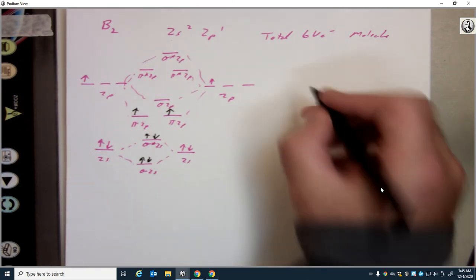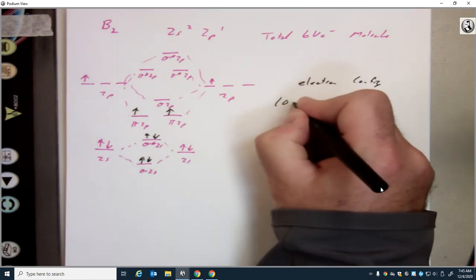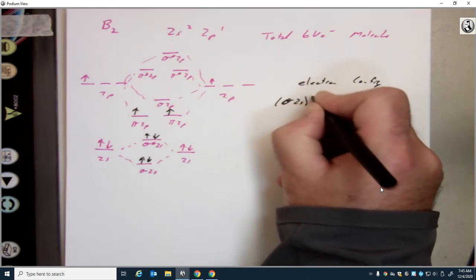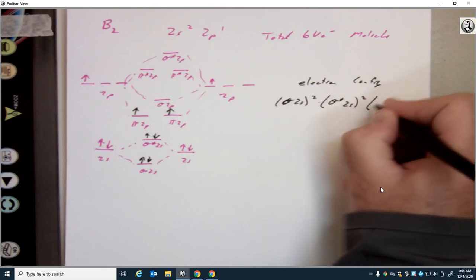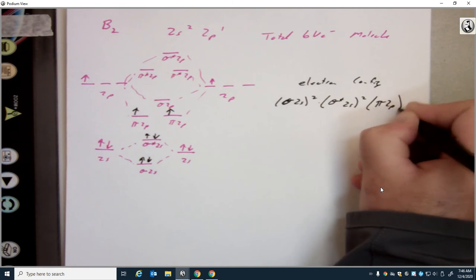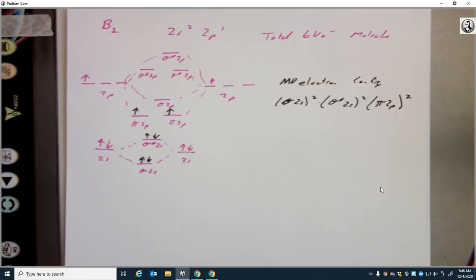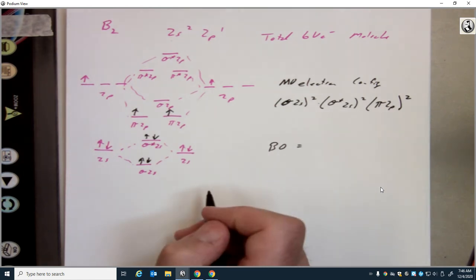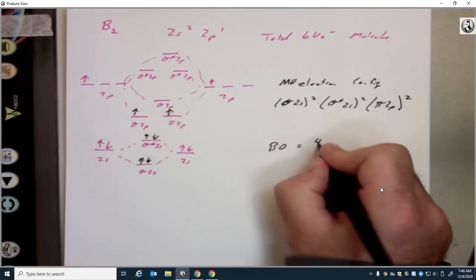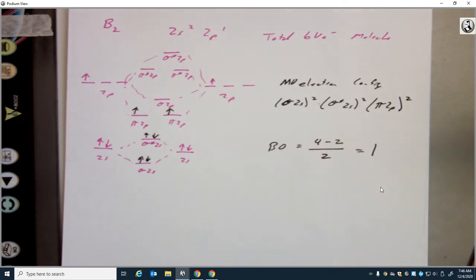Now, what's my molecular electron configuration? Well, we would go sigma 2s2, anti-sigma 2s2, and then pi 2p2. That would be my molecular orbital electron configuration. Now, let's do bond order. We have our bonding electrons. This is a bonding, and these are bonding, so it's 4 minus our anti-bonding, 2, divided by 2, and that gives us 1. Okay, we would form single bonds there.